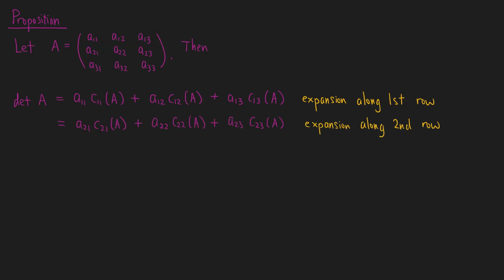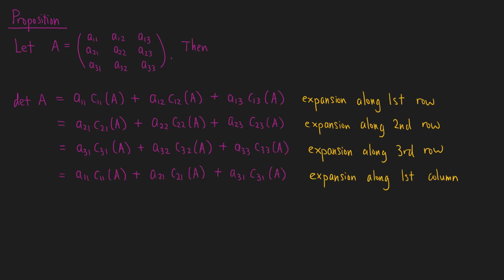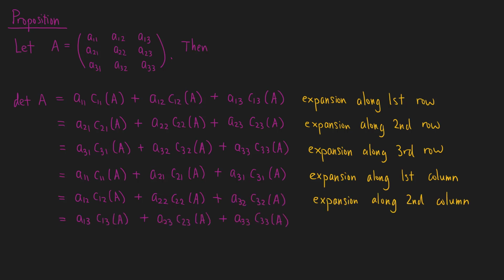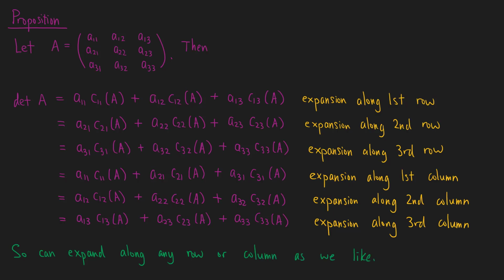Similarly, we have expressions for the determinant which are expanded along the second row, the third row, the first column, the second column, and the third column. We can show that all these expressions are equal to the determinant of A, so we are free to find the determinant of the matrix by expanding along any row or column as we like.